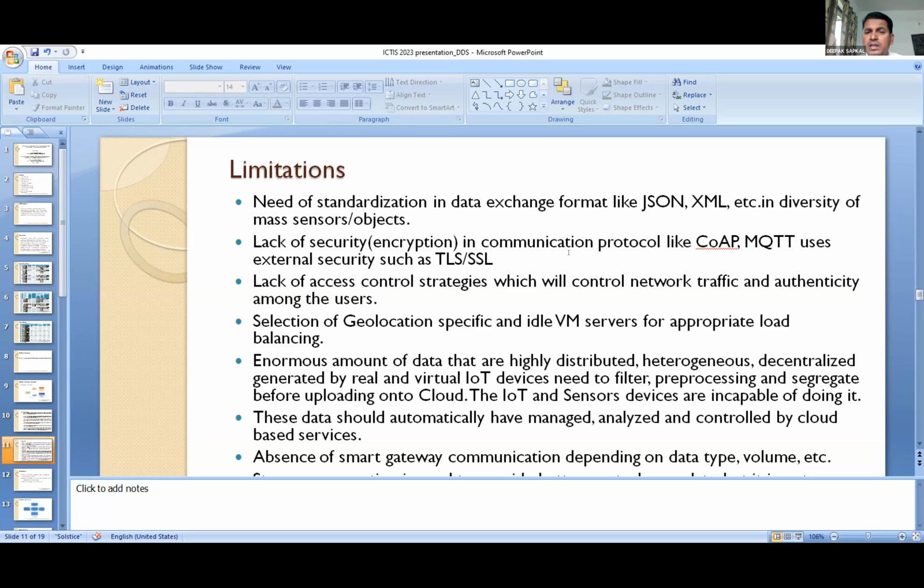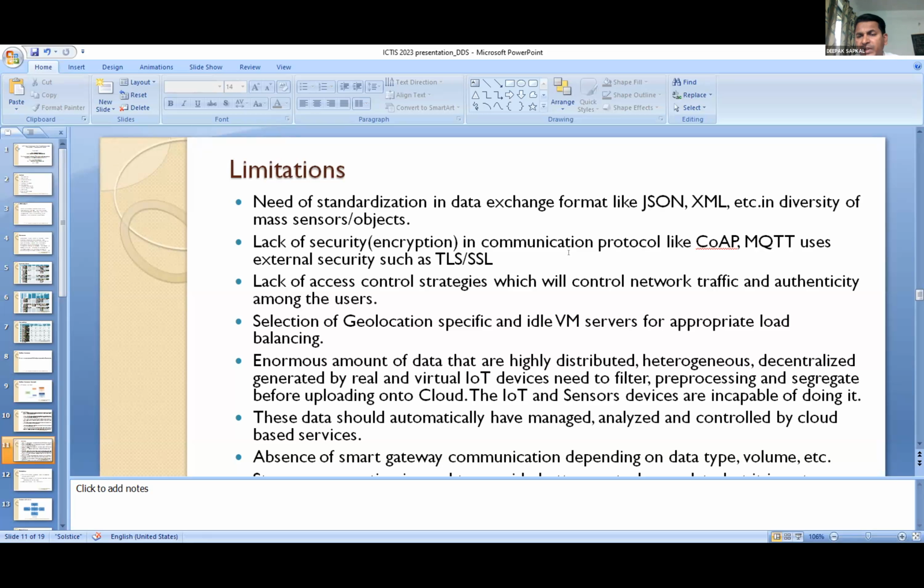The first is the standardization in data exchange format. There are a lot of IoT devices, and every couple of devices has a different data format as such. So it is very difficult to handle those many data formats, because ultimately cloud computing needs to process those data. So either you can convert this JSON or XML data into a particular format, or suggest the manufacturers come up with the same type of IoT devices that can only handle the XML data. So accordingly, there should be some sort of standardization that is to be followed by all the IoT manufacturers.